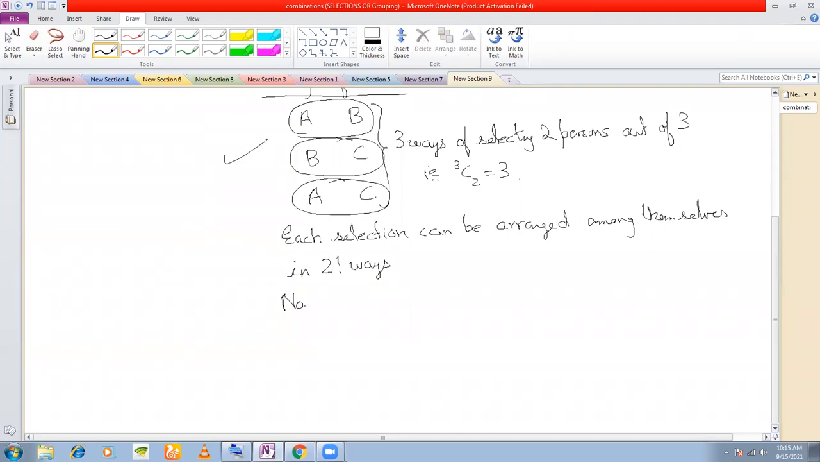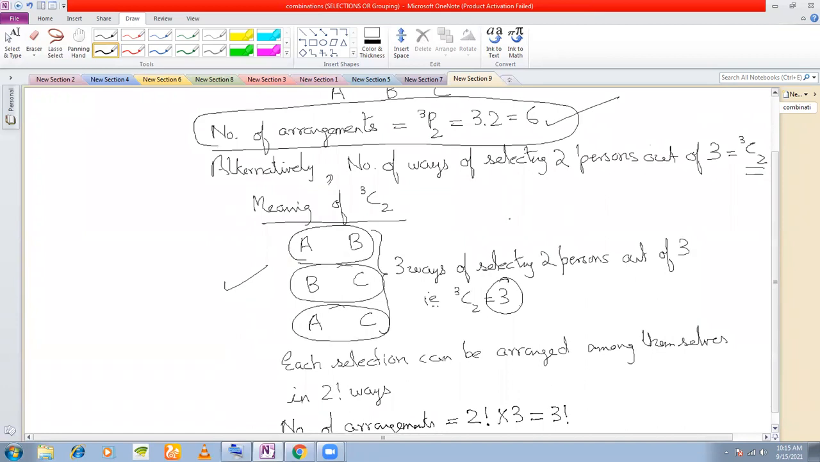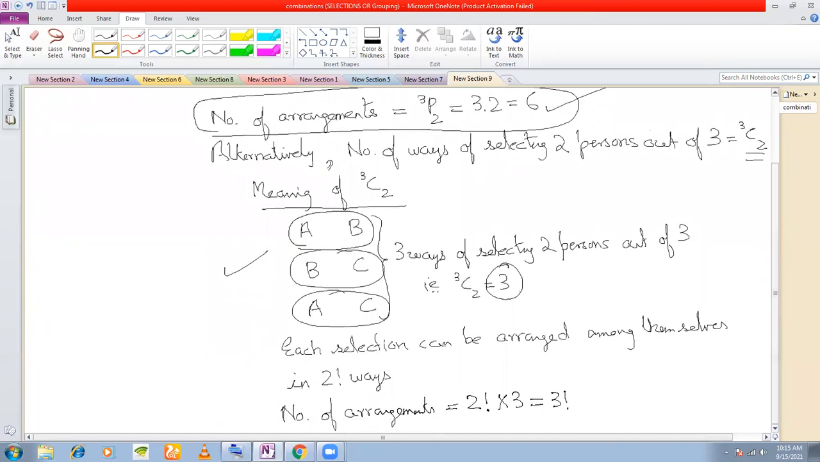So what is the number of arrangements? Each we can arrange in factorial 2 ways. And how many ways are we selecting? 3, right? So what is the total number of arrangements? 3 into factorial 2, which is equal to factorial 3, that is 6. So what you see is that either you do it directly, 3P2, or when you're thinking in terms of combination, you can also get factorial 3 in this way.